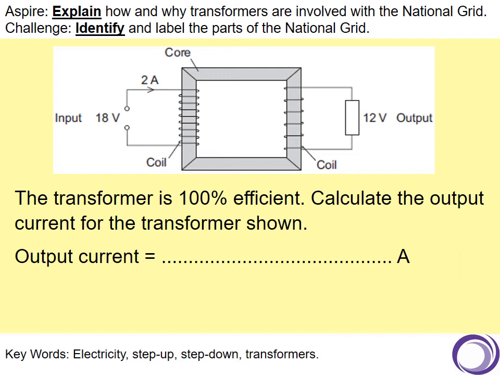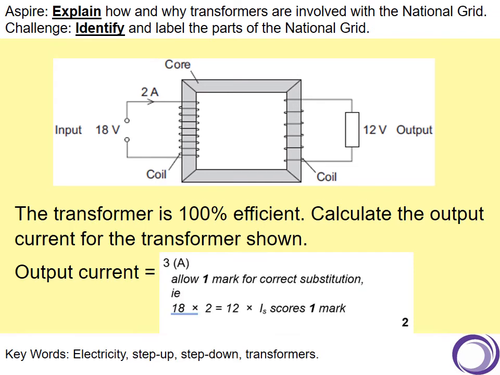Okay, let's have a look at the mark scheme for that question. So we've got 18 times 2 will equal your power, which must equal the same as 12 multiplied by the current, which leaves 3 amps.